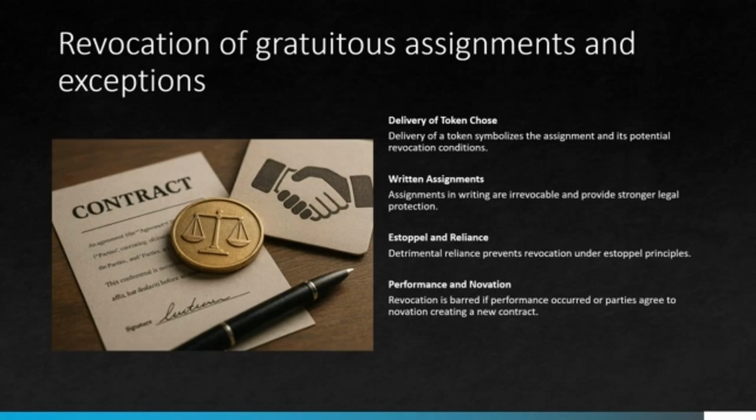A token chose is something symbolic of an assignment, like just a little token or something that symbolizes it. If that's done, then you cannot revoke it. Novation is a situation where you're essentially substituting the parties to a contract, and that's basically all parties, and the parties must agree to that. And these are, again, you'll see these terms again, estoppel coming up. And all of these things make a difference as to whether it's assignable.